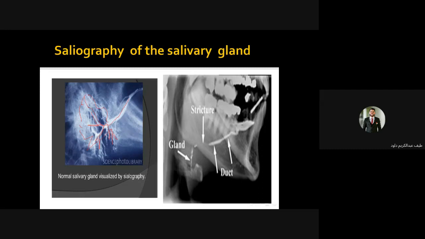While if there is any stricture representing here, we could demonstrate it by the salivary sialography. Here, if we inject the radioactive material, look, dilatation of the duct, and look, the stricture of the duct, it's not going to be passed through. The radioactive material will not go into the other part of the salivary gland due to the stricture.